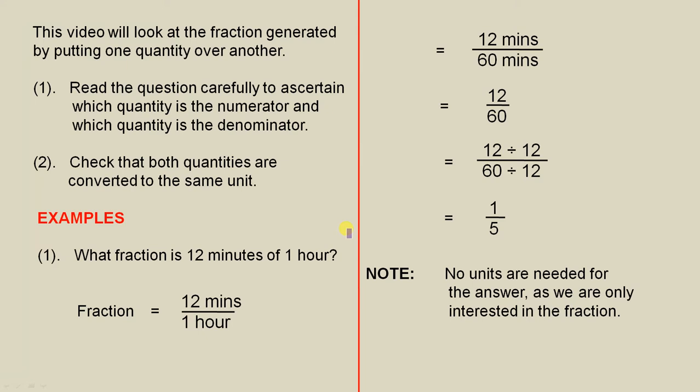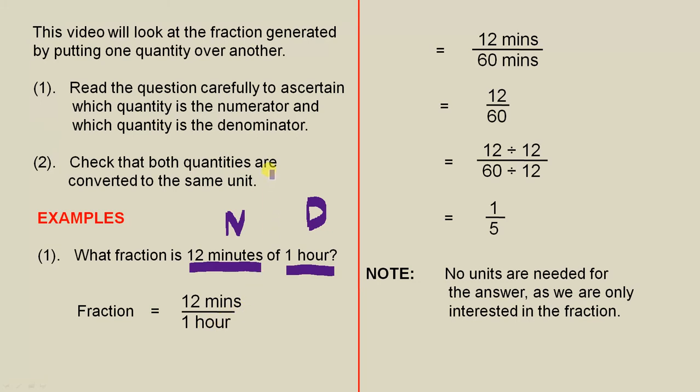So let's have a look at some examples. Number 1. What fraction is 12 minutes of 1 hour? Now the basic rule is normally whatever quantity is mentioned first is the numerator, and whatever quantity is mentioned second is the denominator. So the fraction will be 12 minutes over 1 hour. Of course, 12 minutes is mentioned first, so that's the numerator. 1 hour is mentioned second, so that's the denominator.